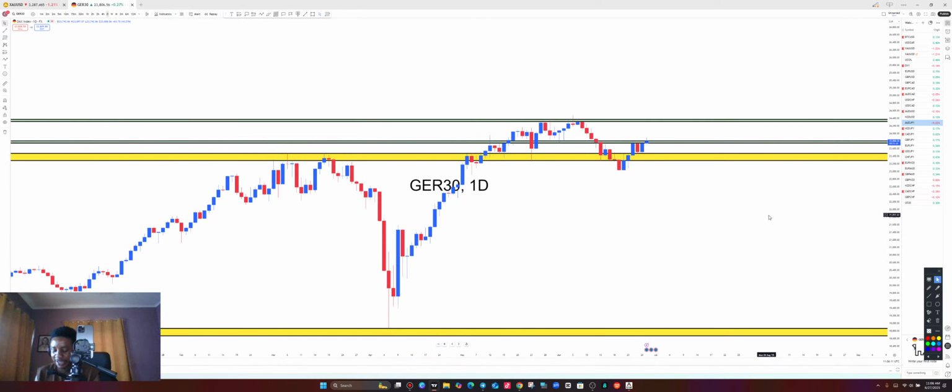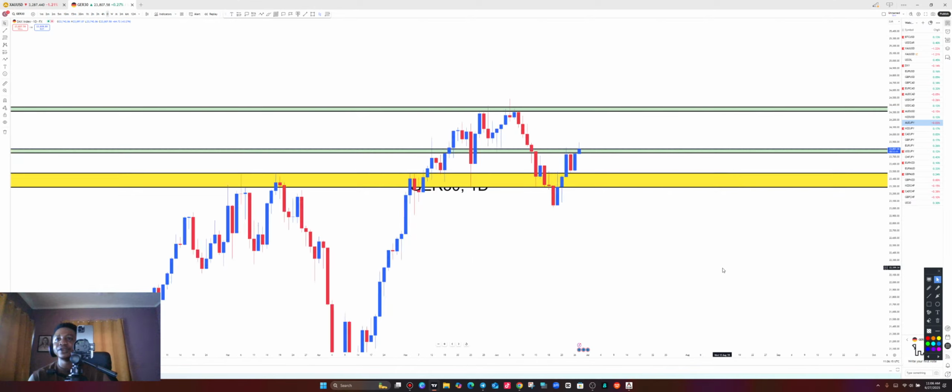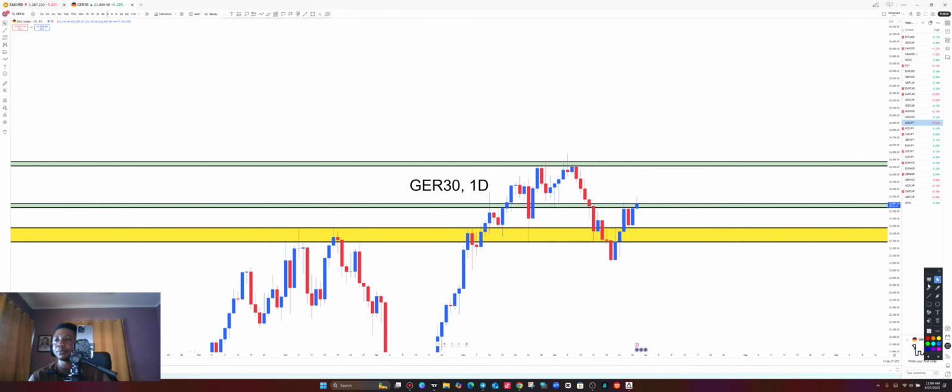All right, so this is the daily time frame of Germany 30. Now, Germany 30 on the daily time frame, we have the daily upper zone on top, and then the daily lower zone also below over here. What is happening on the daily time frame? Price has seen buy pressure from this support level. It is going all the way to the upside.